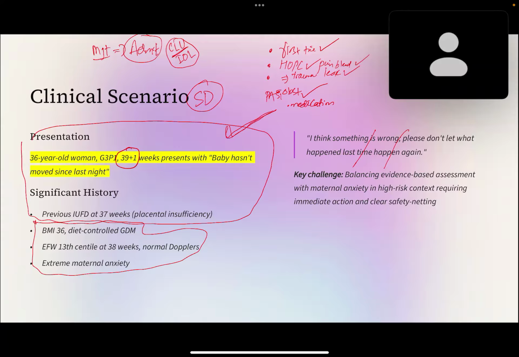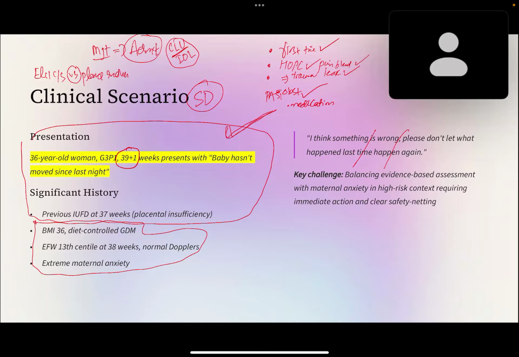I would counsel her that as her BMI is on the higher side, which is 36, she may end up in failed induction, possibility of difficult labor, shoulder dystocia as well. And I would actually discuss it with my consultant whether we should go for elective cesarean or we should do a planned induction of labor, as we want a healthy outcome.